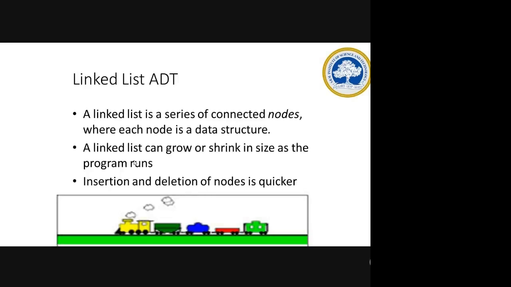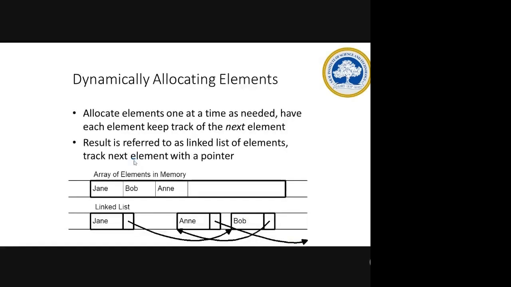So insertion and deletion of nodes will be quicker. Now see here, dynamically allocating elements: allocate elements one at a time as needed. Only one will be allocated at a time. If there is any other element to be added, it will give the address of the next element. Otherwise it will be null, because there are no more elements behind.